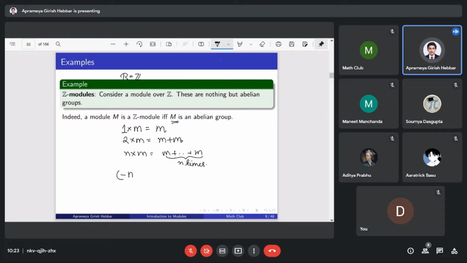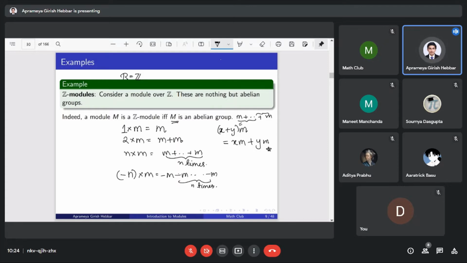Again, how do we define minus n times m? Basically this is minus m up to minus m, n times. You can check that those operations still stay true. For example, (x plus y) times m would be xm plus ym, because this means you add m, x plus y times, and that is the same as adding x times and then y times. So this definition would make M into a Z module.